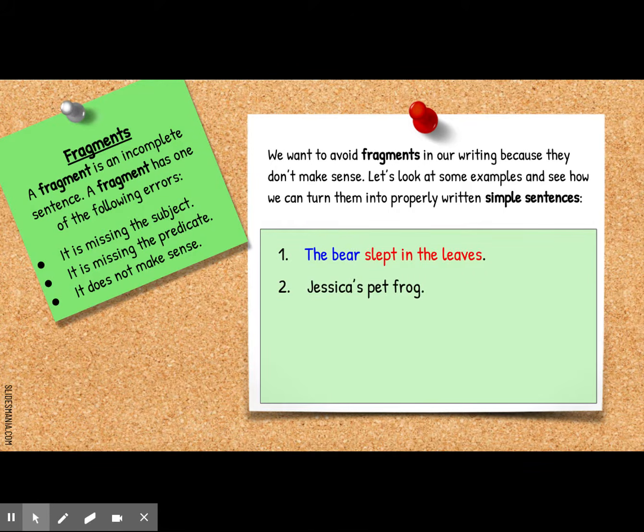Number 2, Jessica's pet frog. Similar to the last example, this is a fragment because we are missing the predicate. What is Jessica's pet frog doing? Jessica's pet frog hopped away. Now we know what her pet frog is doing.